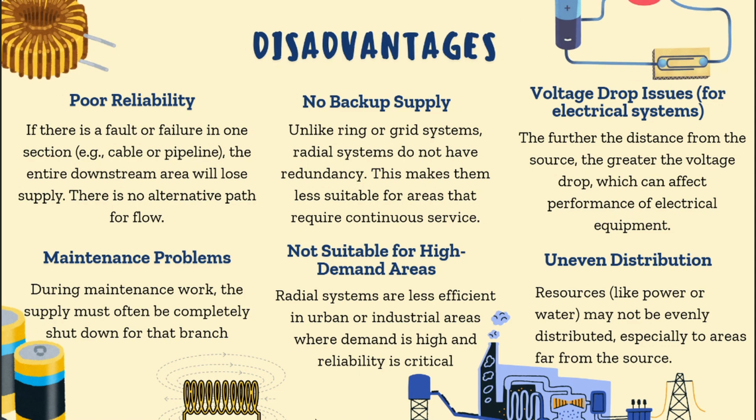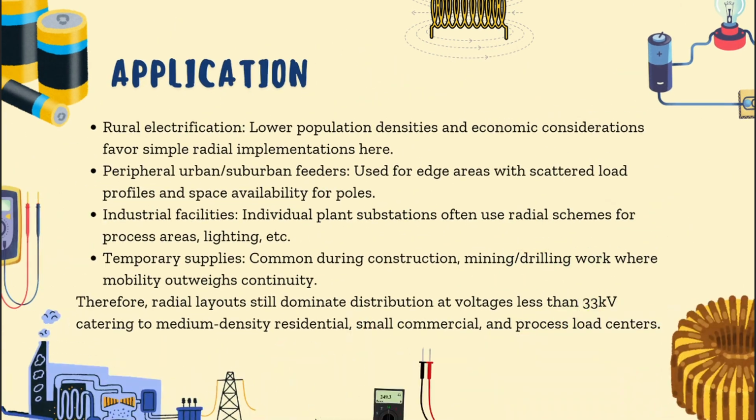For the application, radial systems are commonly applied in several practical situations. For rural electrification, they are preferred because of the lower population density and economic factors, which make a simple radial implementation more suitable and cost-effective. They are also used in peripheral urban and suburban feeders, especially in edge areas where the load is scattered and there is enough space available for poles and overhead lines.